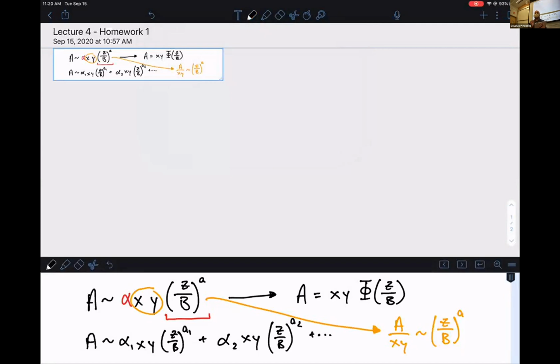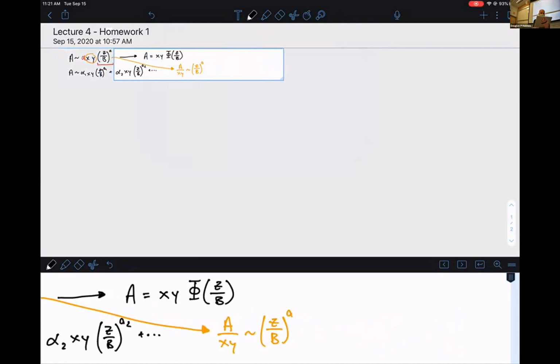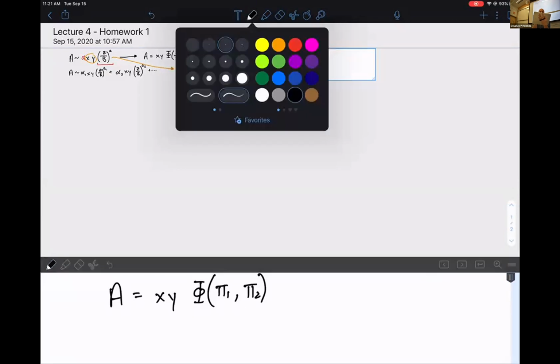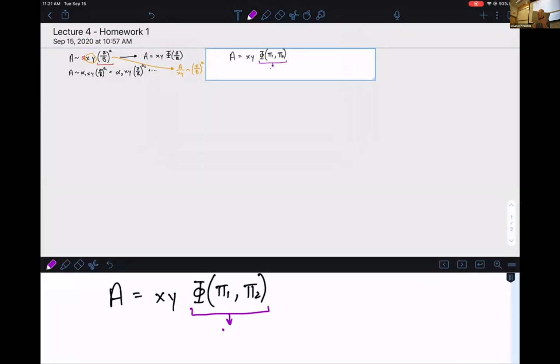Let me first answer with the proper way to express it. If you had two pi groups, then what you really would want to say is something like this: A is equal to xy times some function that takes two inputs, and those two inputs might be pi1 and pi2. This is a function asking for two inputs that gives you a number out. It's identical to saying f of x and y: some function that takes in two spatial coordinates and spits out a number, maybe the z component or something like that.